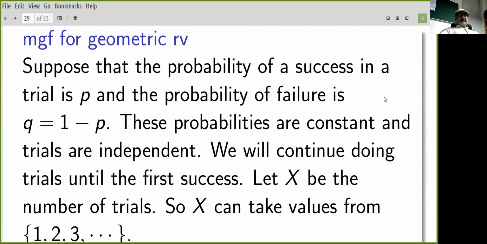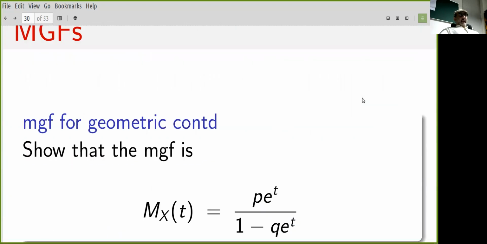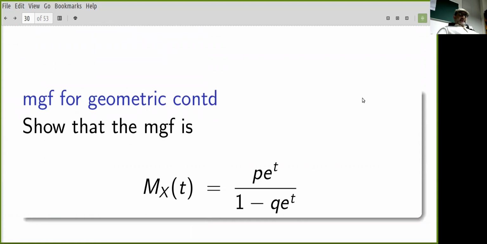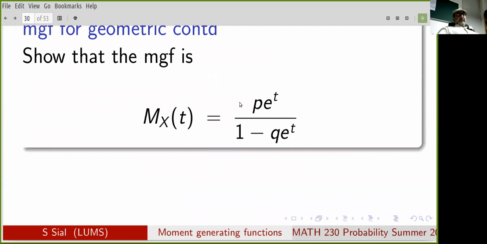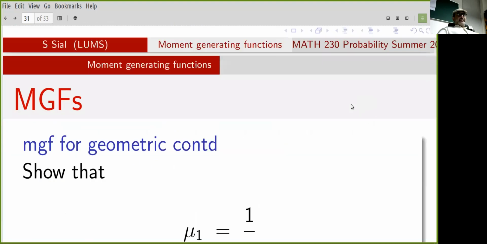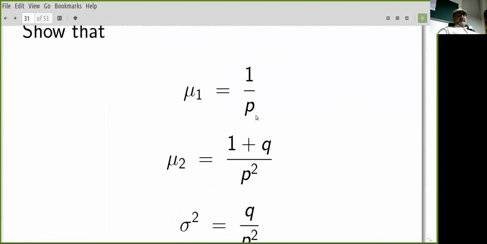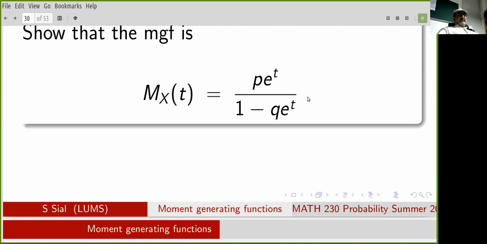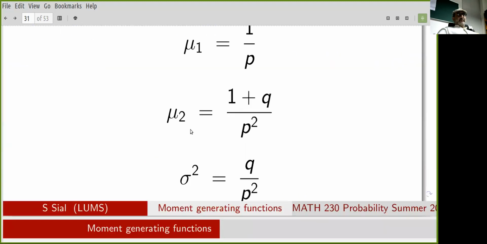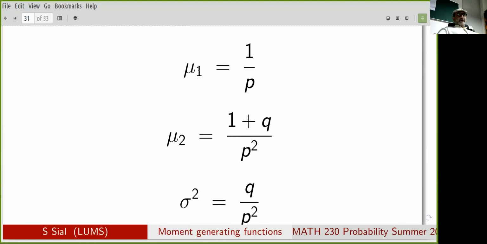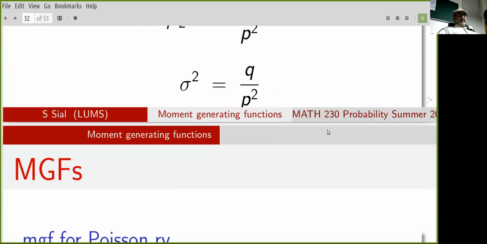We already did the geometric random variable, but if you have to, you can find its PMF by just reasoning it out. Once you've done that, you should show that the mgf is p e to the t divided by 1 minus q e to the t. If I take the derivative and set t equal to 0, I should get mu1 equal to 1 over p. If I take the second derivative and set t equal to 0, I should get the second moment mu2 equal to (1 plus q) over p squared. And then the variance is mu2 minus mu1 squared, which is q over p squared.